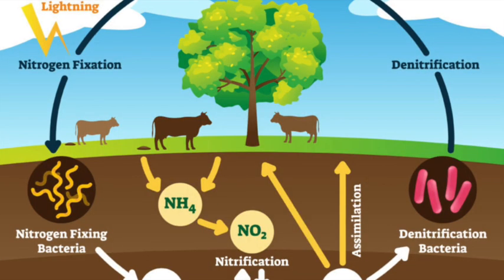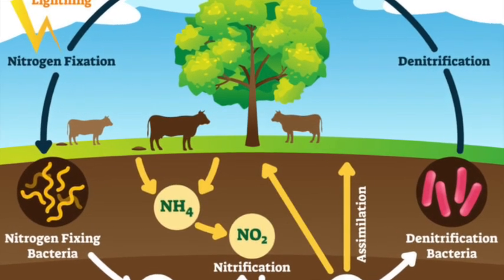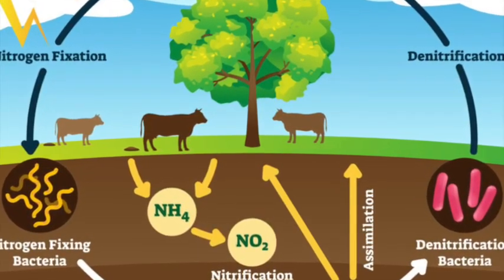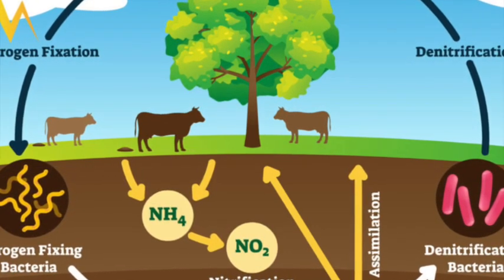The nitrogen cycle in the Amazon rainforest starts with nitrogen fixation by microorganisms, followed by mineralization and nitrification. Plants absorb nitrogen from the soil, and when they die, decomposers return nitrogen to the soil. Some nitrogen is also converted back into nitrogen gas by soil bacteria, completing the cycle.